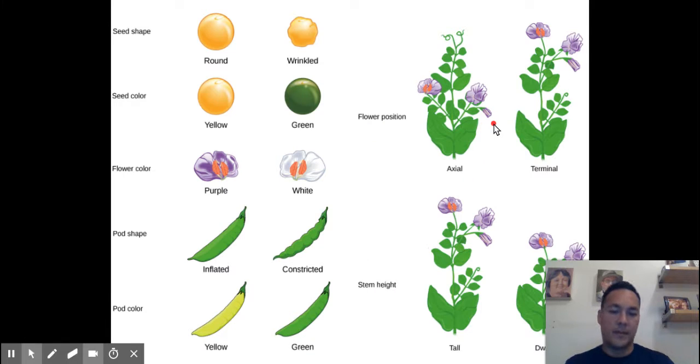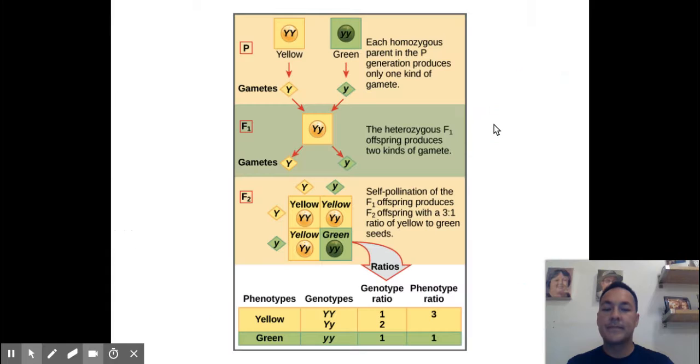Here were some of the traits he looked at. We discussed them in class. Let's see what's going on, right? This is the important part. If we're going to cross yellow and green seeds, we don't know which one's dominant yet, but we cross them and we always get yellow. So then we're starting to think, okay, yellow is going to be the dominant color here.